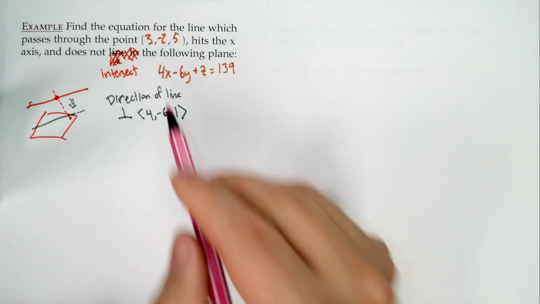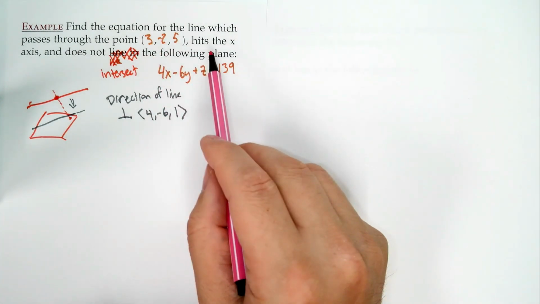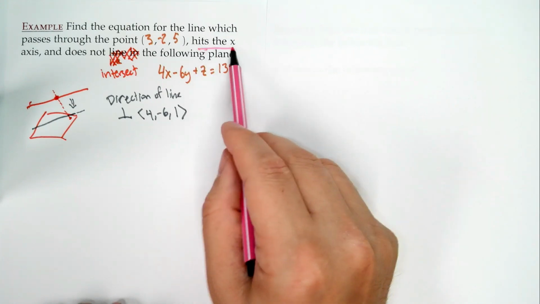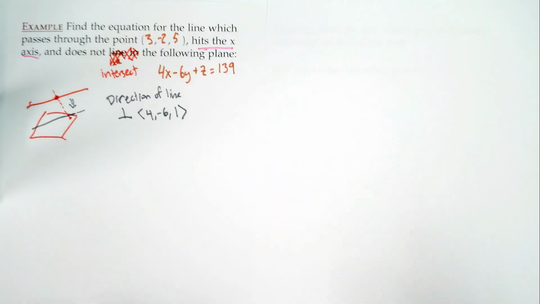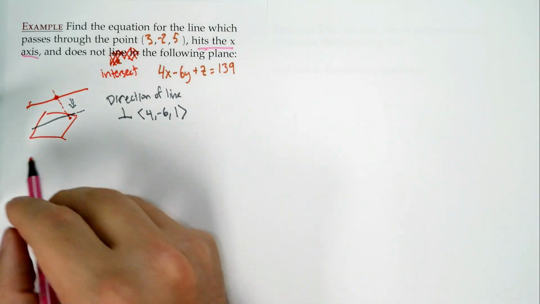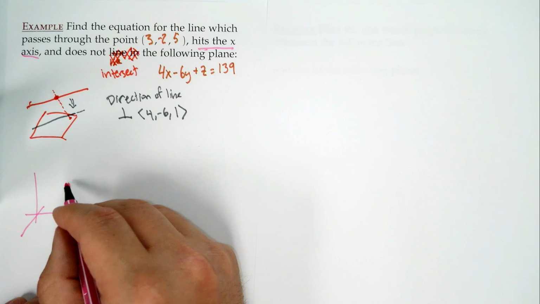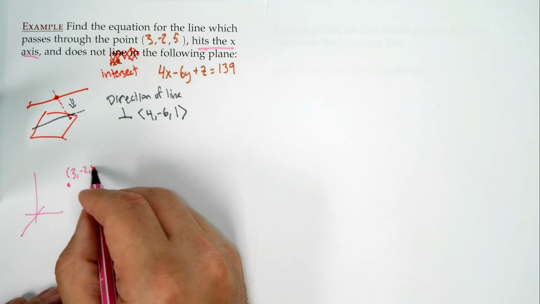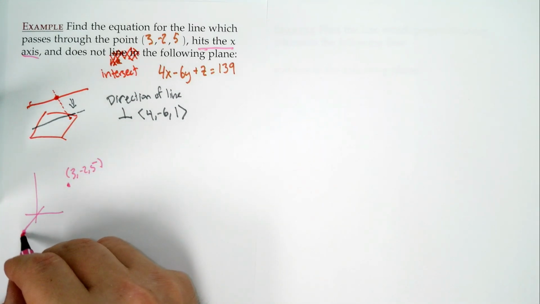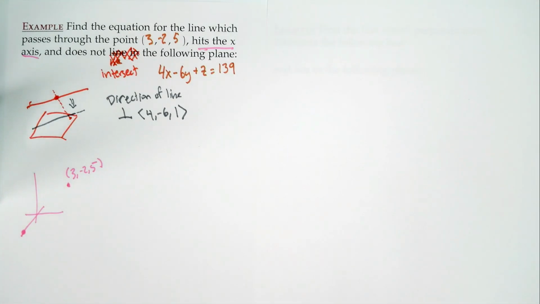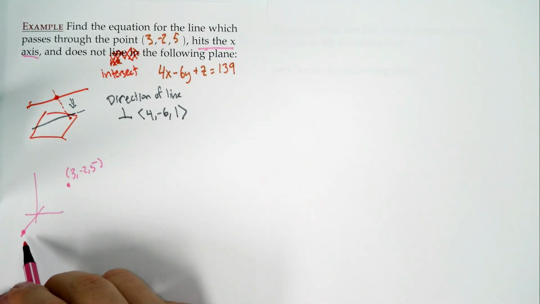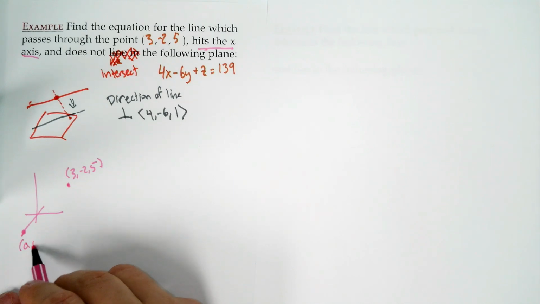We know a point and that it has to hit the x-axis. Now, hitting the x-axis actually gives us useful information. Because what does it mean to hit the x-axis? Well, it means that if we think about it in terms of the picture, you have this point here, 3, -2, 5, and then you have some point here that's on the x-axis. And a point on the x-axis looks like something like a, 0, 0.